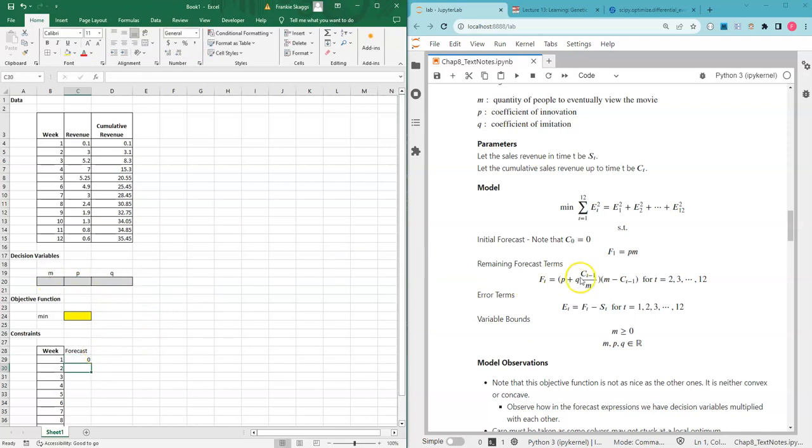And then for all the other time periods, I'm using this expression here. In parentheses, we've got P plus Q times this cumulative value from the time step before. So I'm at time step 2, my cumulative value would be the time step at 1, and I divide that by M. And I have all that times M minus, again, that cumulative value.